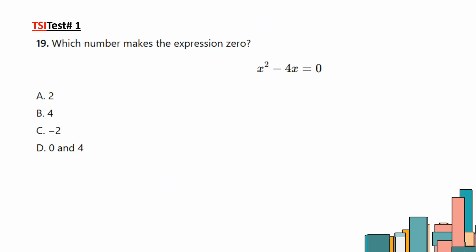Question number 19. So this one is similar to the one we just did before. The expression is quadratic as well. So we take x outside. We have x minus 4 inside. Set it equal to 0. So x equals 0, or x minus 4 equals 0.